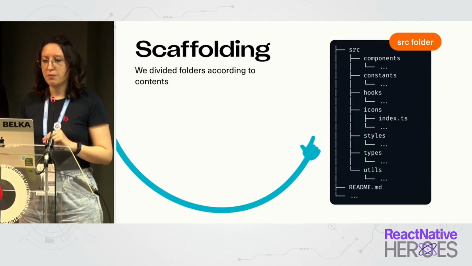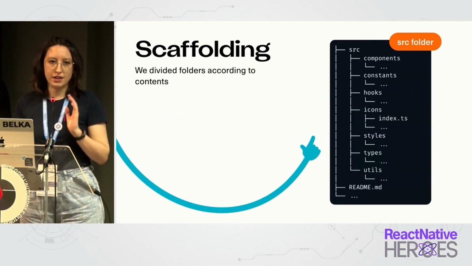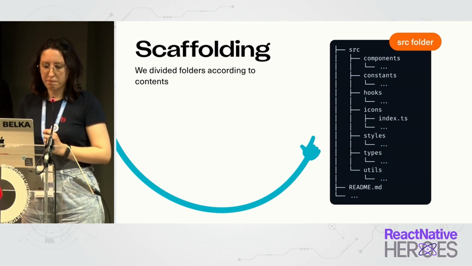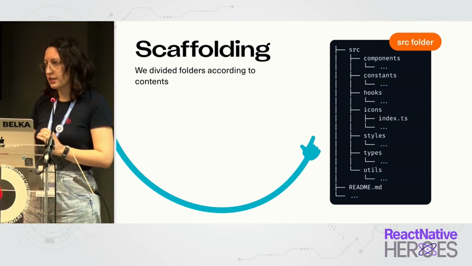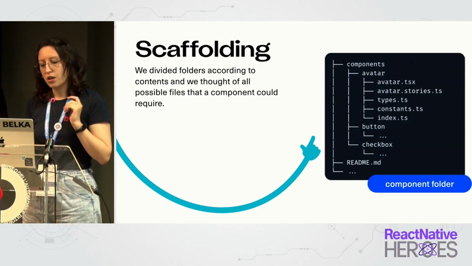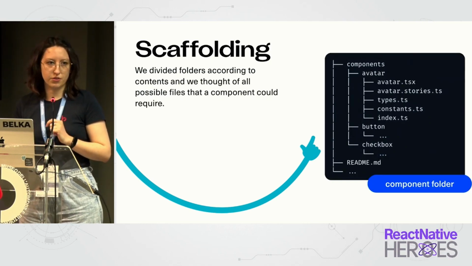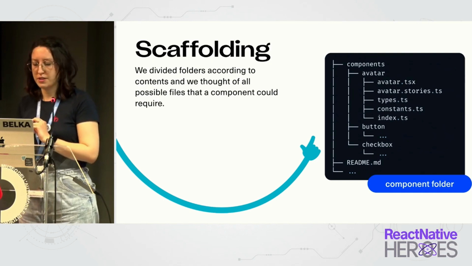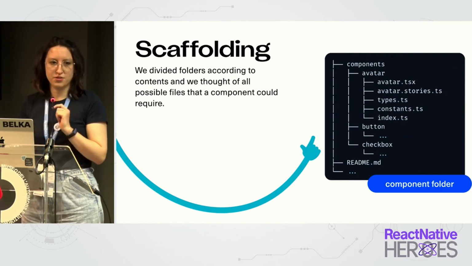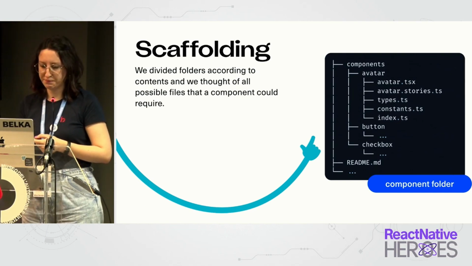So we thought about scaffolding as a good base to start from and not a strict configuration like the linting one. We decided to divide folders according to their contents, and then we also thought about all possible files that a component could require. As you can see, there's a strange one, avatar.stories, but it will be a storybook file, and Anas will talk about it shortly.